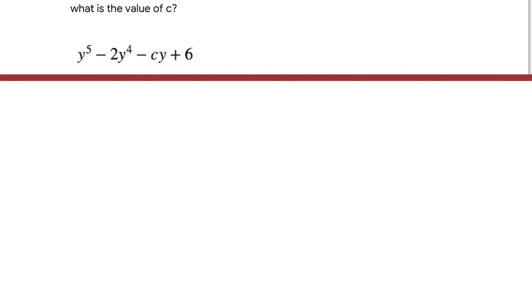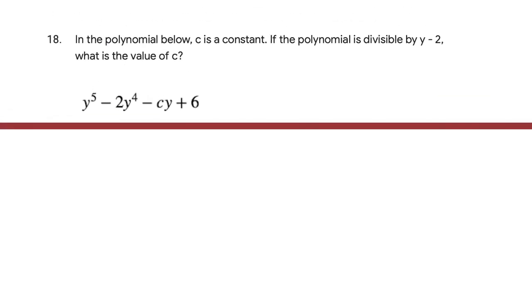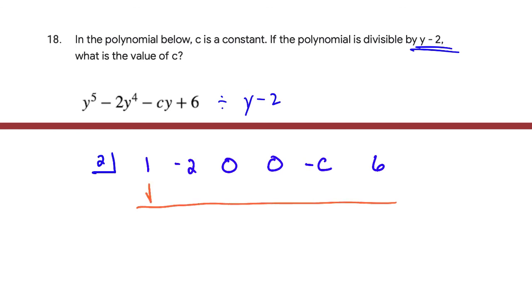Last one. This is more of an ACT type or SAT type question. We want it to be divisible by y minus 2, so let's divide it by y minus 2. So we put a 2 inside our synthetic division box. We've got 1y to the 5th, negative 2y to the 4th, 0y cubed, 0y squared, negative cy, plus 6. And we just carry out synthetic division. I know that c's in there, but that's all right.